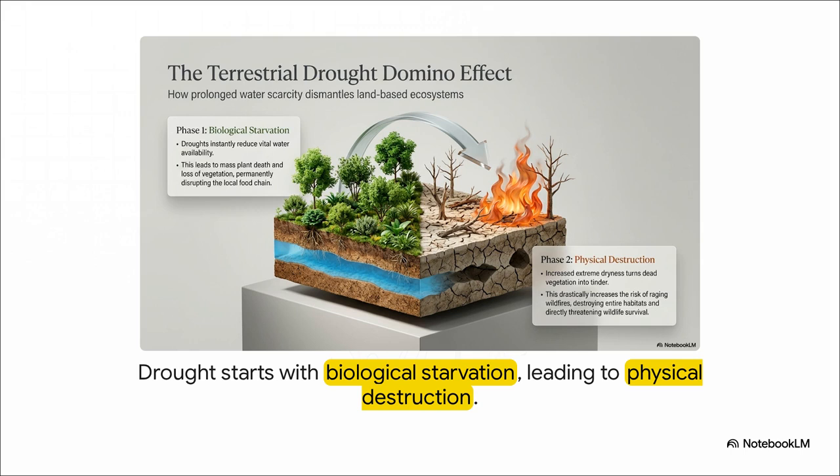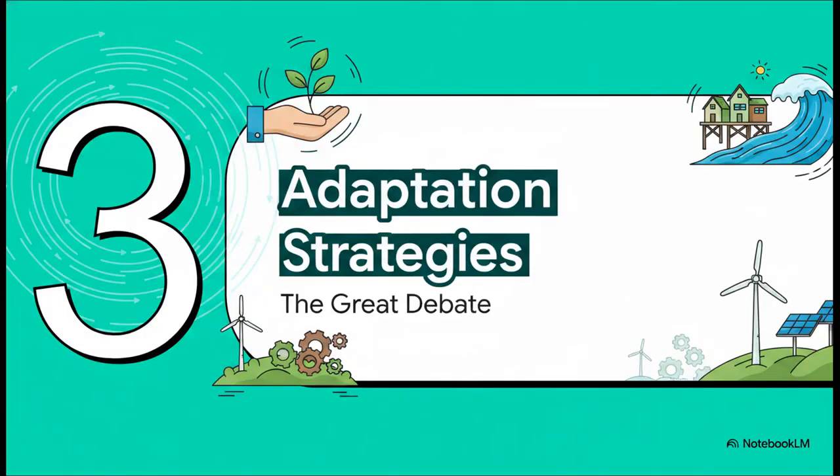And on land, it's a similar story. Drought kicks off a 2-phase collapse. It starts with what we call biological starvation. Plants die because there's no water, and that messes up the entire food chain. And that leads right into phase 2, physical destruction, because all that dead, dry vegetation becomes the perfect fuel for massive, catastrophic wildfires.